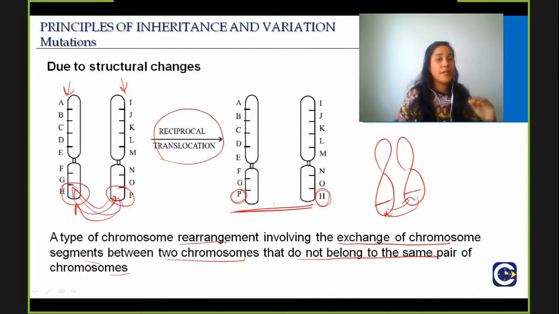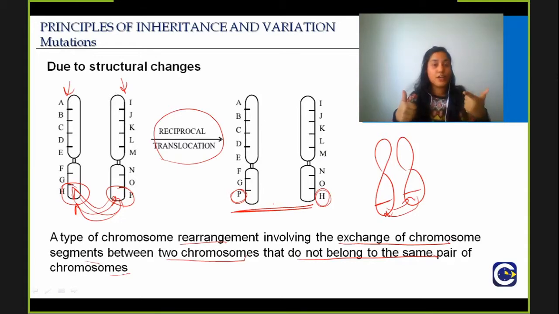On a pictorial basis, it looks like just one letter changed, or just one gene changed in principle. But this is a very big problem. This is a problem that can lead to even cancer. Because if there is transfer of one gene that is a cancer causing gene, it can quickly cause a disease. So this is again another type of mutation due to structural changes of chromosomes.